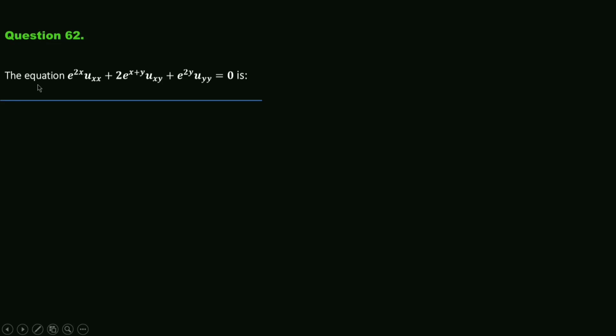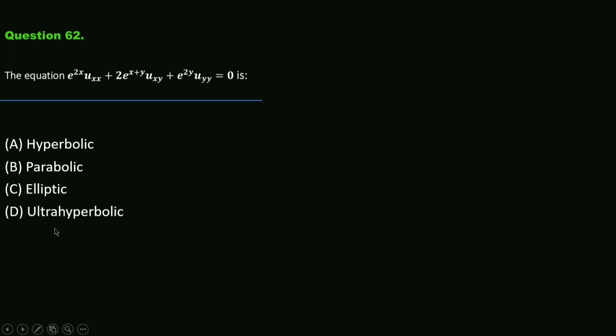Here the equation given is e to the power 2x u x x plus 2 e to the power x plus y u x y plus e to the power 2y u y y is equal to 0. Is it hyperbolic, parabolic, elliptic or ultra hyperbolic? Here option B is correct. That means it is a parabolic differential equation.